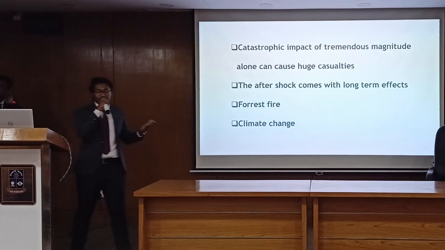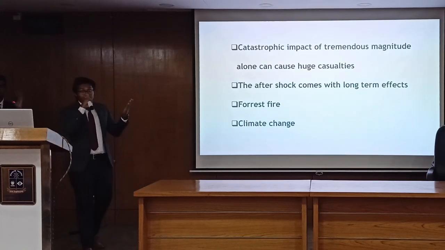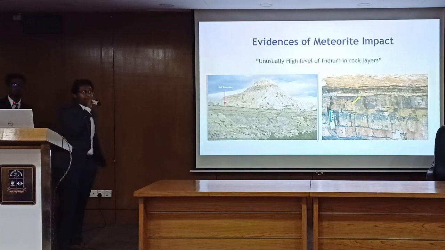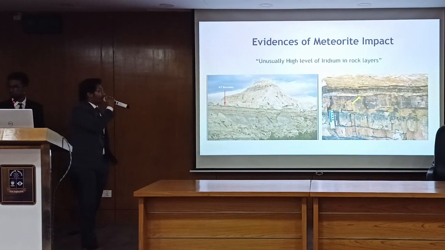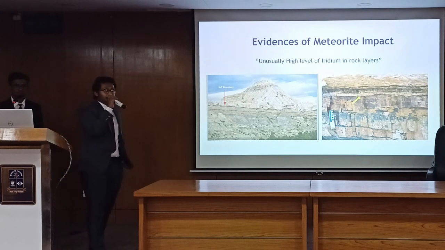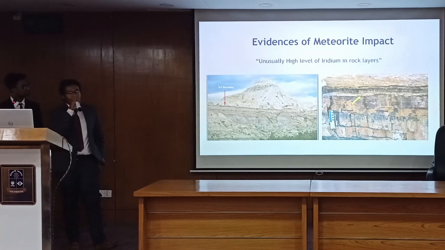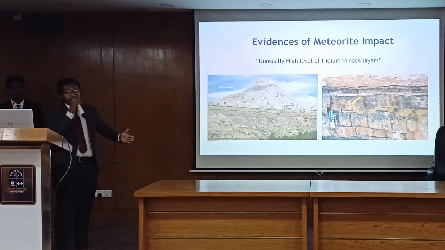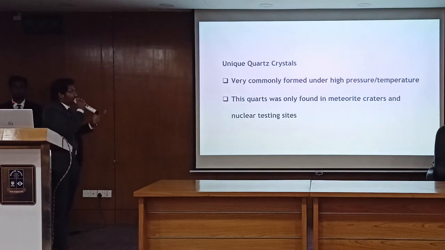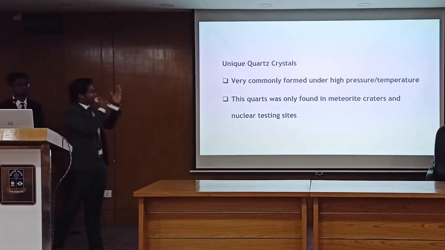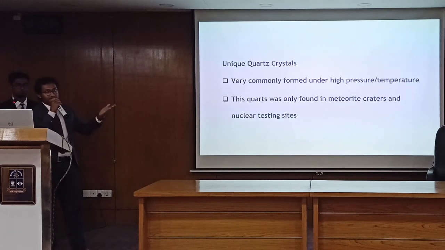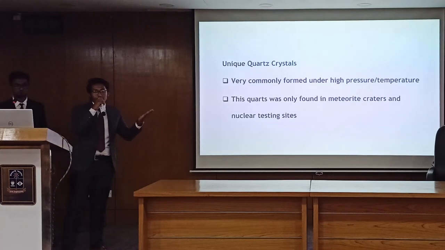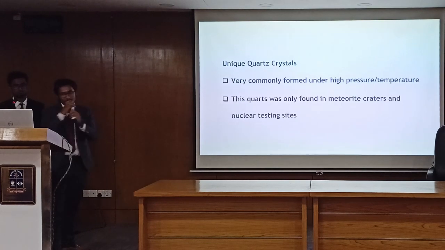The evidence of a mega impact is quite prominent, as we can find unusually high levels of iridium in the rock layers dated back to the Cretaceous and Paleogene boundary. The level of iridium is 160 times higher than usual. The other evidence is a very unique type of quartz crystal. They form in high pressure and temperature, and this type of pressure and temperature can only be achieved at nuclear testing sites or by meteor impact. Now, nuclear bombs weren't there millions of years ago, so that only leaves meteor craters.